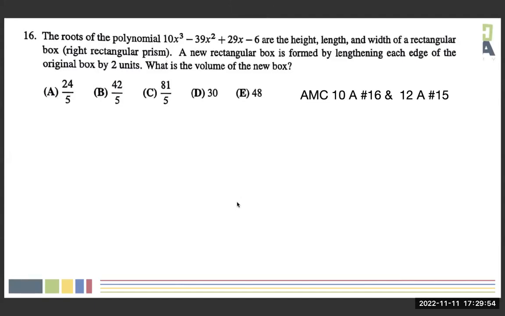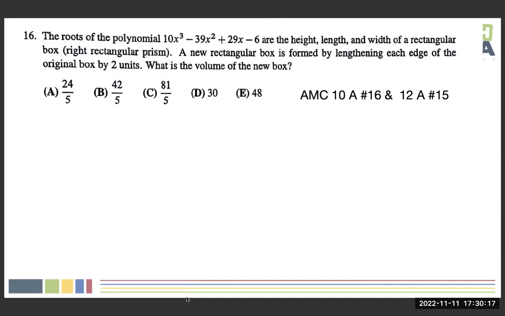This is number 16 of the AMC 10A. The roots of the polynomial 10x cubed minus 39x squared plus 29x minus 6 are the height, length, and width of a rectangular box. A new rectangular box is formed by lengthening each edge of the original box by 2 units. What is the volume of the new box?